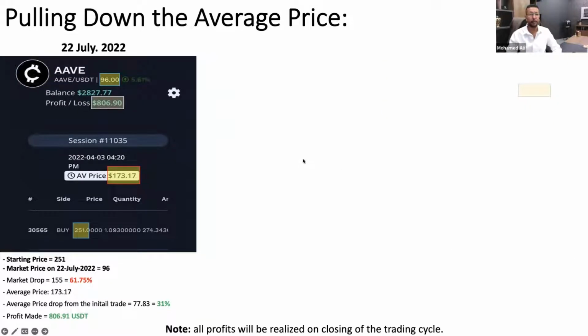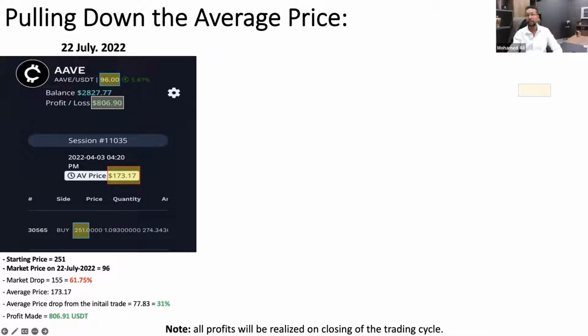Okay, let me move forward. This is last week on the 22nd, the last Friday, when we were discussing this coin. The price was 96, and the profit was up to 806.9. The average price was 173.17. The starting trade is the same, the price was 251. The analyses are below here. The market had dropped about 61%. Still, EazyBot made 806 in profit, and the trade on the top was pulled down 31%, which is 77.83.